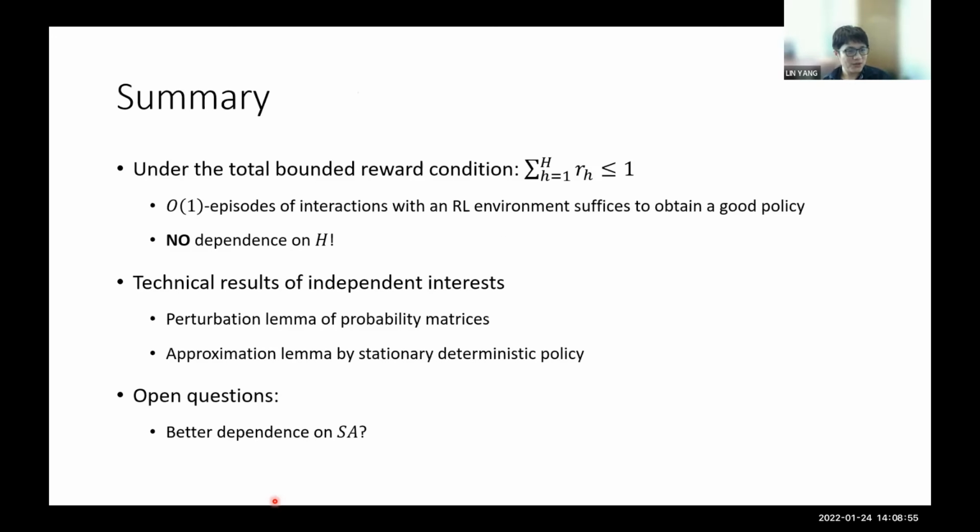All right, in summary, we solve the reinforcement learning problem under this bounded total reward assumption, where the sum of rewards is bounded by 1. We show that under such an assumption, there's no dependence of sample complexity on the horizon H. We provide some technical contributions including the perturbation lemma and the approximation lemma of stationary policies, which may be of independent interest. We leave an open question about better dependence on the number of state and action pairs. All right, that's everything. Thank you so much.